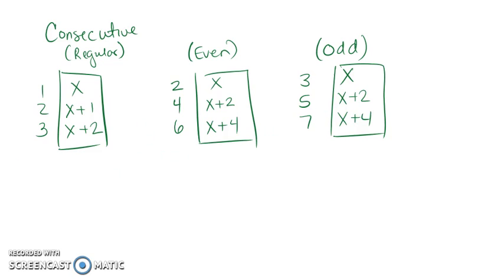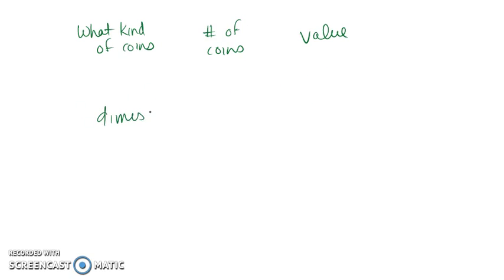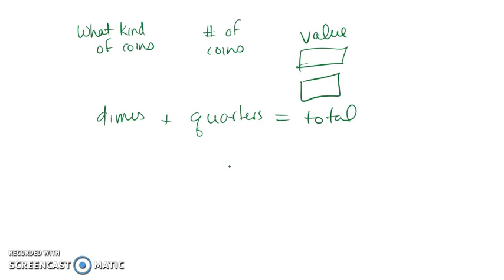And then finally there's a money problem. We spent a good bit of time on the money problems. Just remember, build yourself a little chart. Talk about what kind of coins, your number of coins, and remember you have to include the value times the number of coins. Add them up to get your total in your equation. So if, for instance, you had dimes and quarters, it'd be your dimes value plus your quarters value, and that would equal the total that they gave you for setting up your equation.